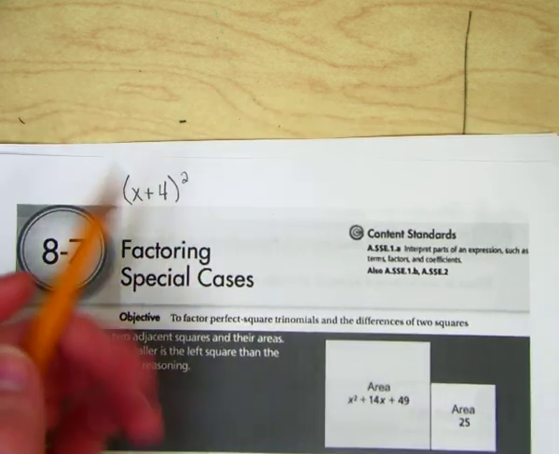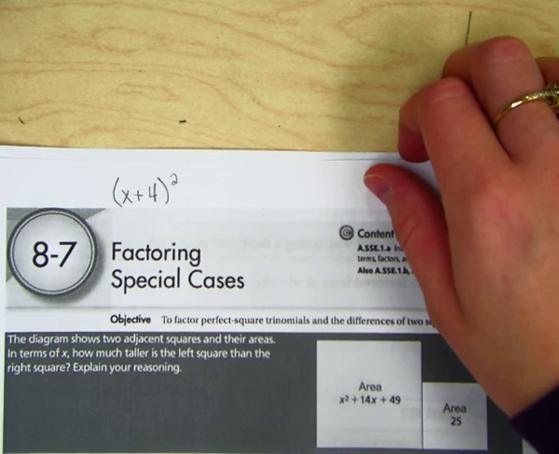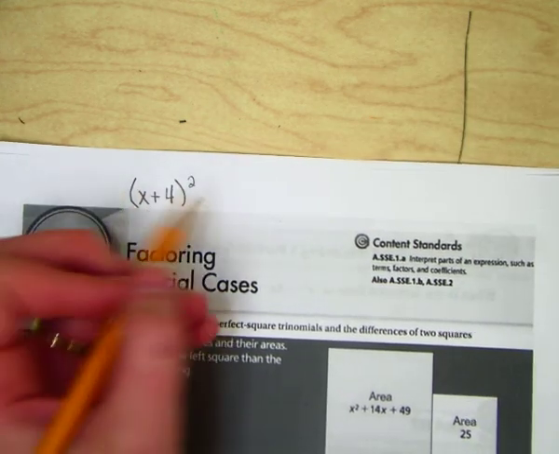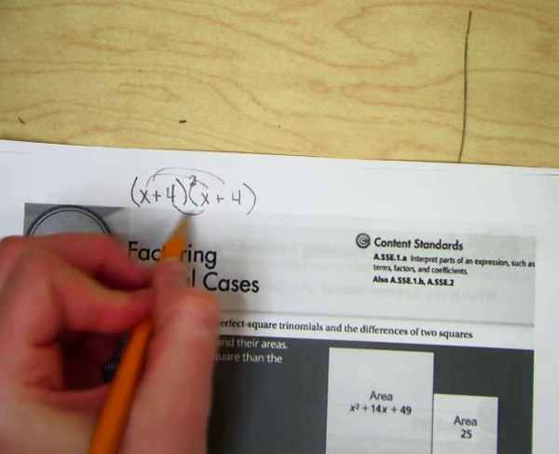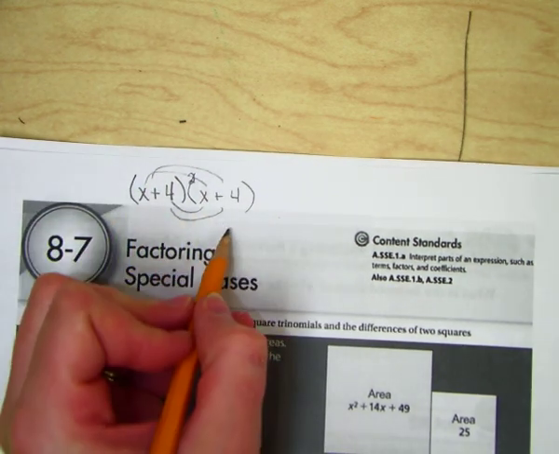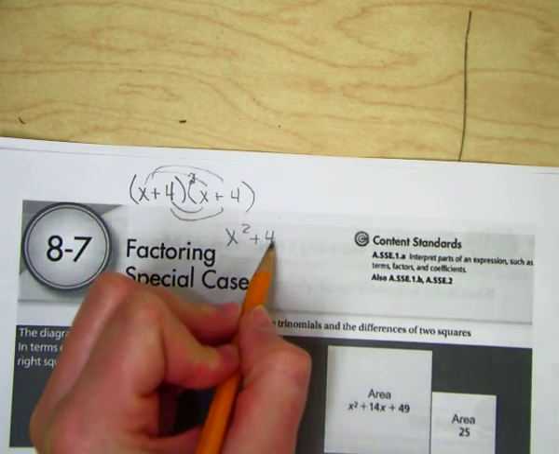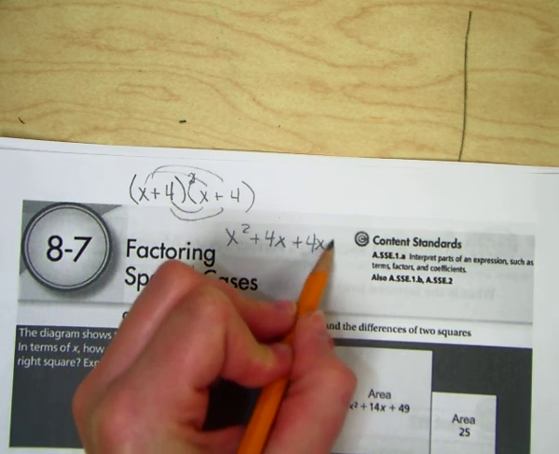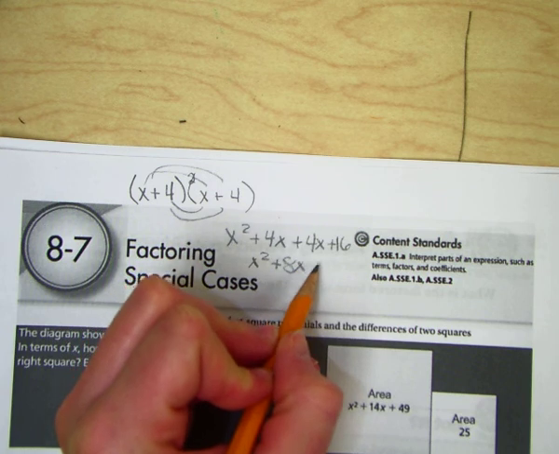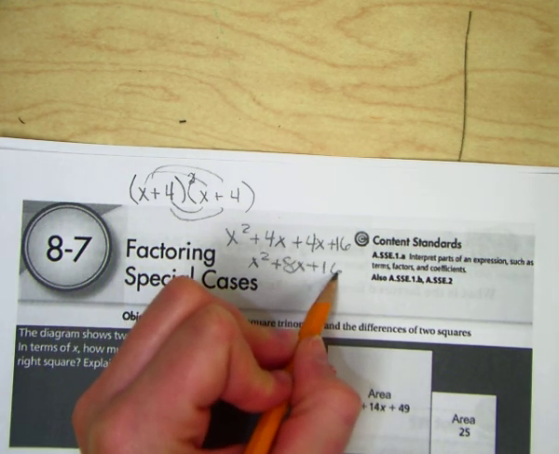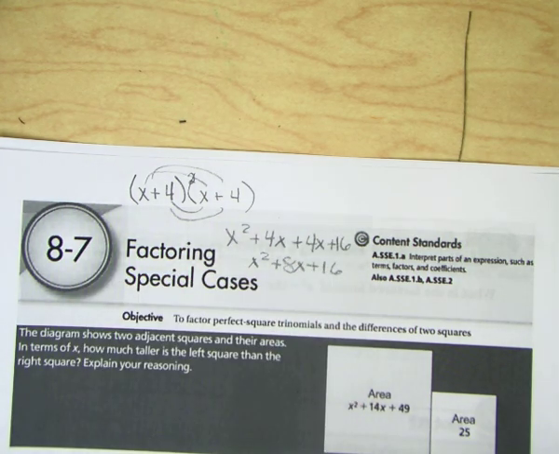And then I told you could either A, remember your shortcut, or B, just write it twice, like this, and then you would factor it. Okay? So let's go ahead and practice that. That would have been x squared plus 4x plus 4x plus 16, and then you would combine your like terms and get x squared plus 8x plus 16. So that was one of the special cases.